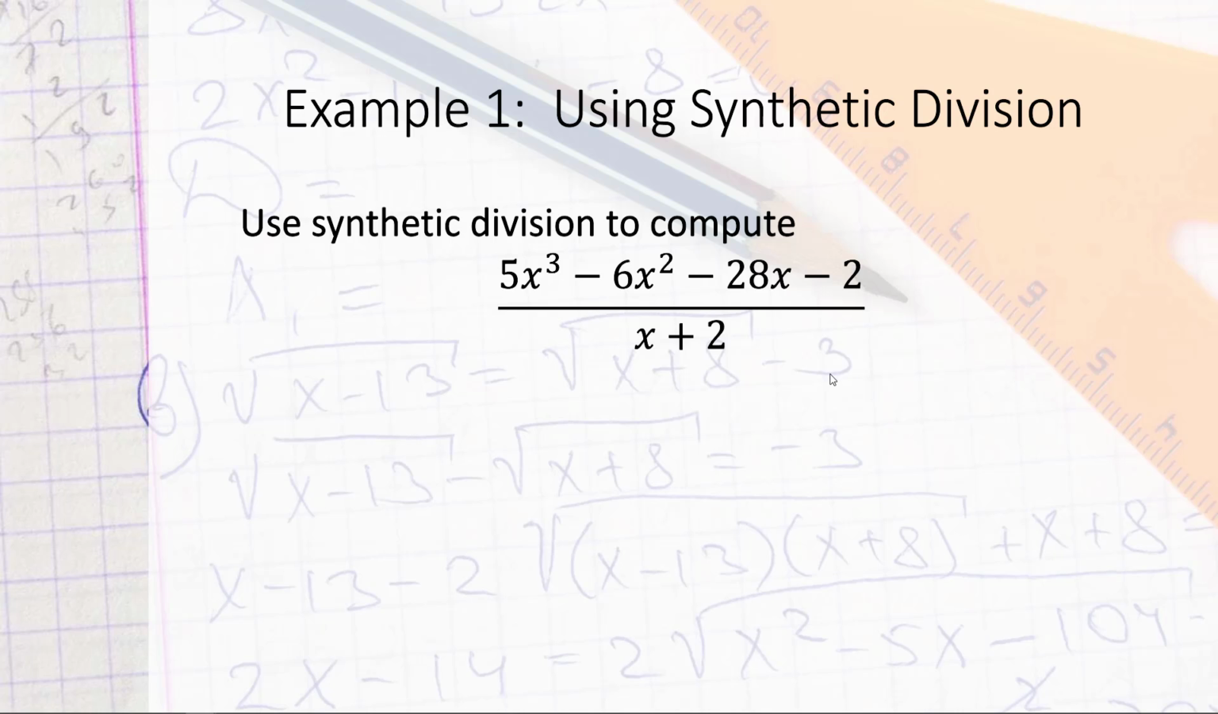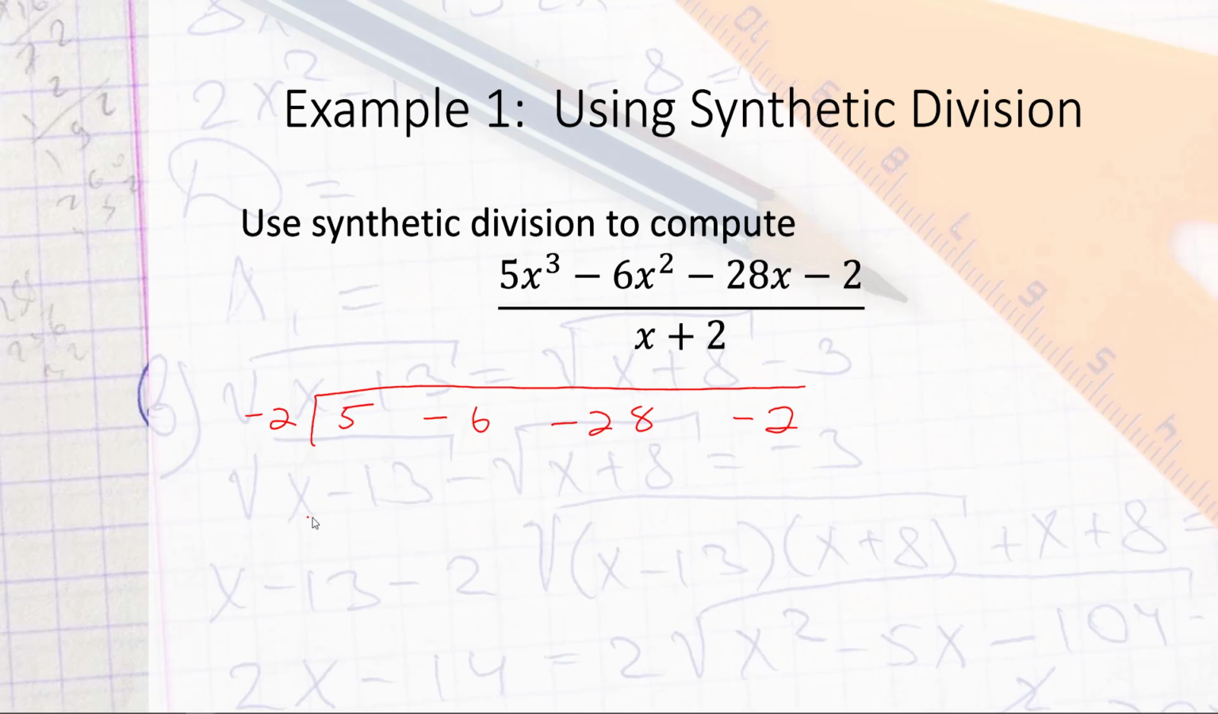And here is our first example. We want to use synthetic division to compute 5x cubed minus 6x squared minus 28x minus 2. So let's go ahead and do that. Once again, we are going to set up our coefficients. Here we're going to have 5 for x cubed, -6 for x squared, -28 for x, and then -2 for our constant term. Since we're doing x plus 2, instead of having a plus 2 here, we're going to want the opposite of that, which is -2.